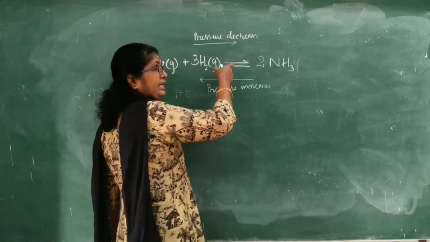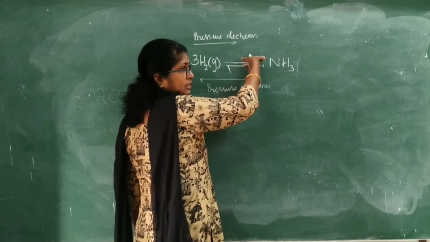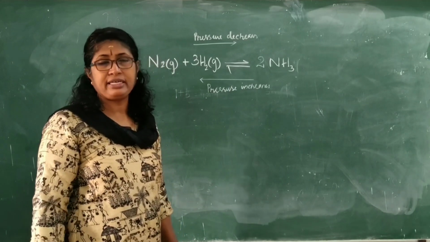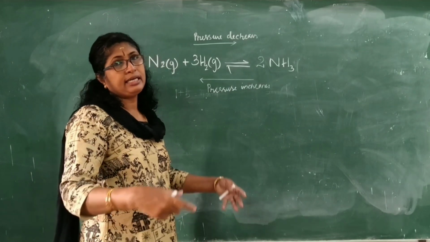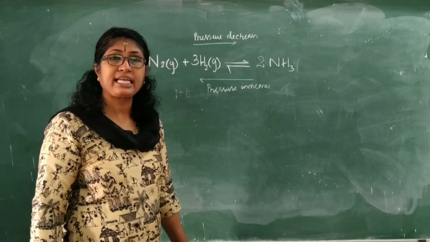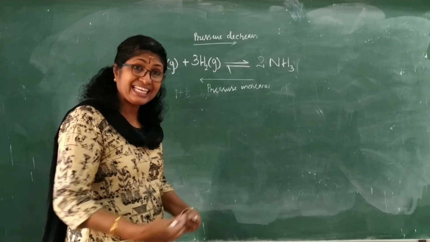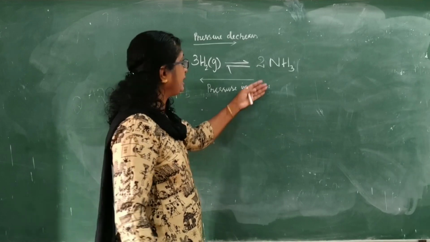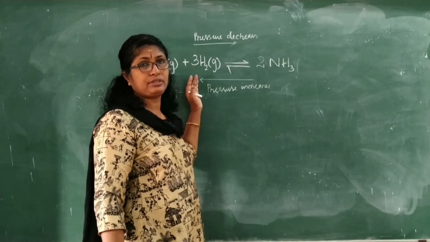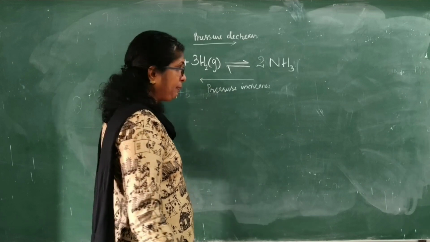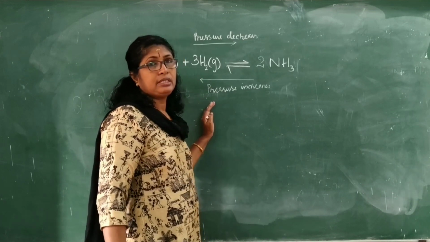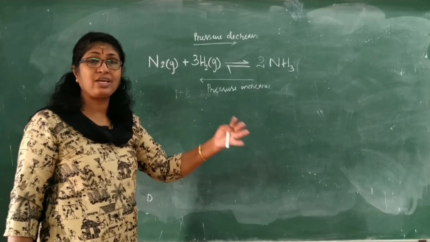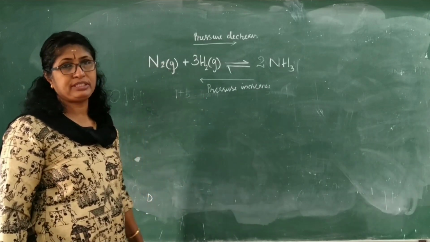So how will the pressure decrease? If you do the forward reaction. So if you apply a high pressure, more forward reaction will take place, so that the effect of the increase in pressure can be nullified. If you decrease the pressure, what will happen? To increase the pressure, the system will do the backward reaction. So depending on the pressure, whether it is increasing or decreasing, the equilibrium will be shifted.